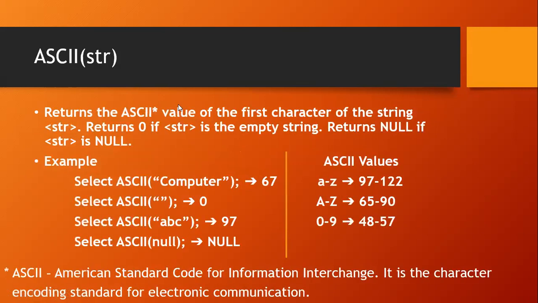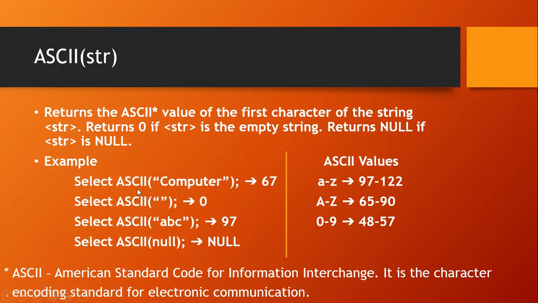ASCII. ASCII means it returns the ASCII value of the first character of the string. And it will be returning 0 if the string is the empty string and returns null if the string is null. ASCII means what? It is the American Standard Code for Information Interchange. It is the character encoding standard for electronic communications.